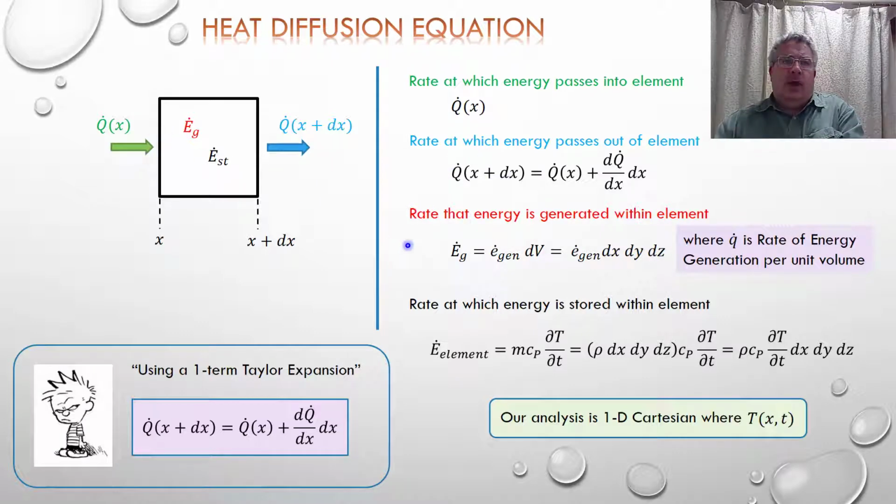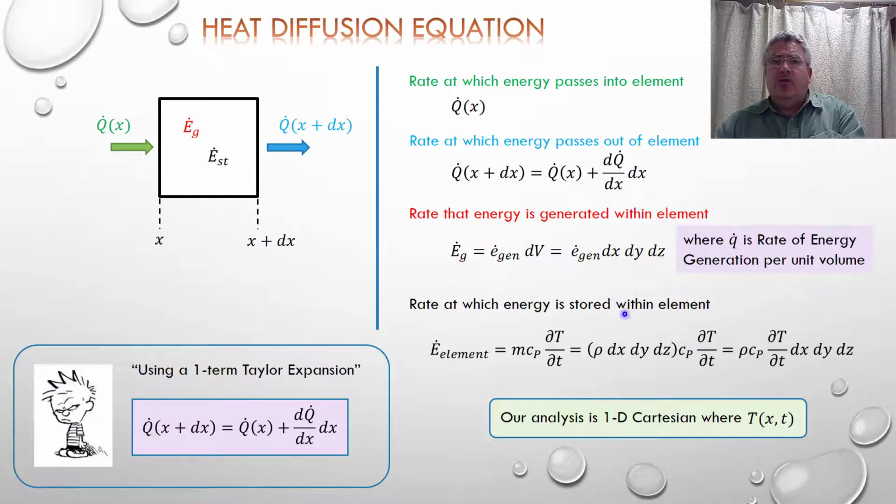The red term is the rate at which energy is generated within the volume. So this is going to be the term E dot gen, little e, and this is going to be watts per cubic meter. Watts per cubic meter times the volume would give you watts. And the volume in this case is dx, dy, dz.